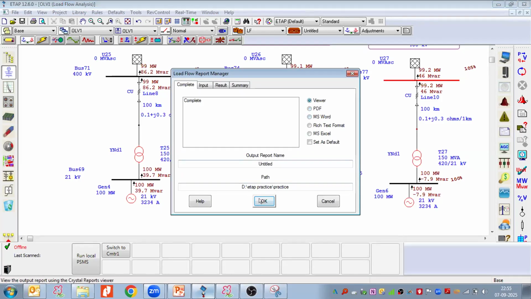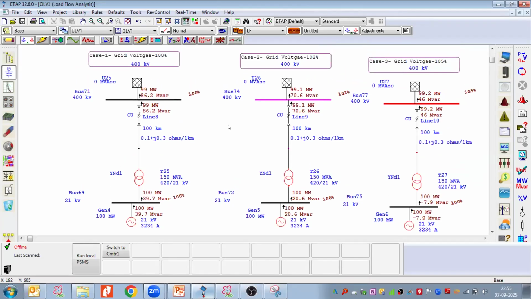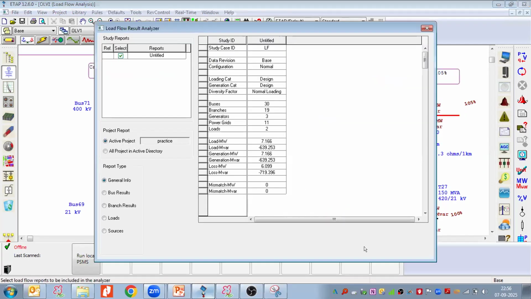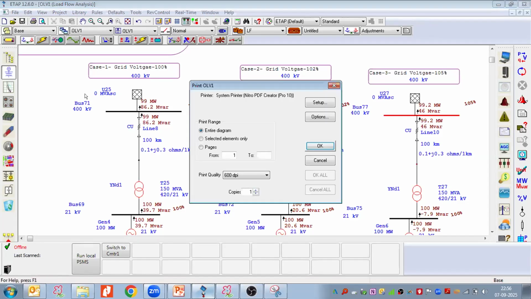You can generate the report. So here you have the options, sir: report manager and analysis report. From here you can do it, or here you have the options, and you can also generate the report.